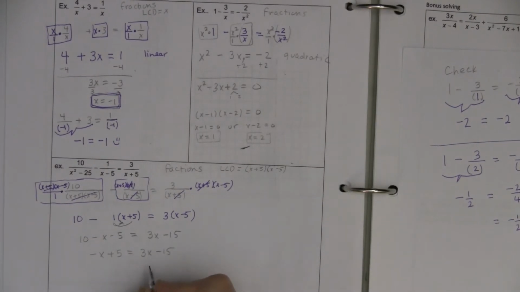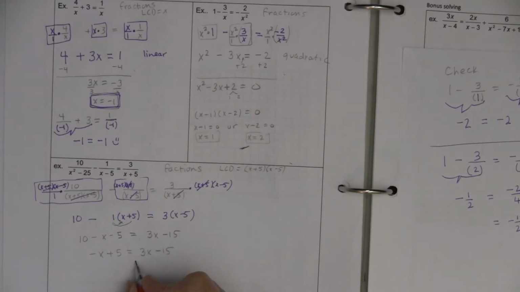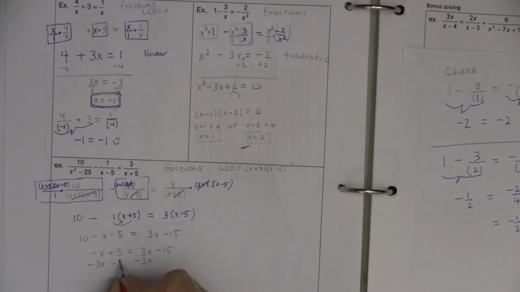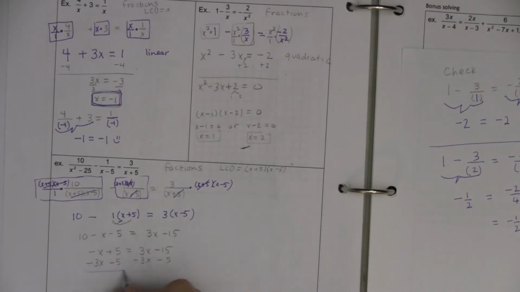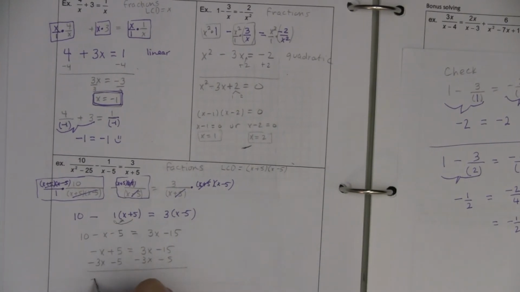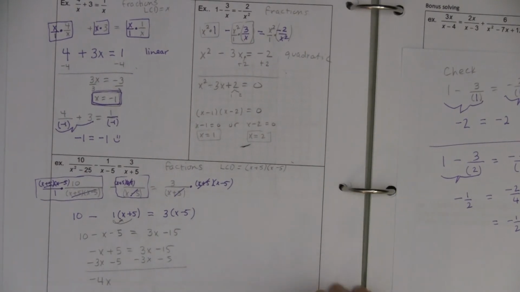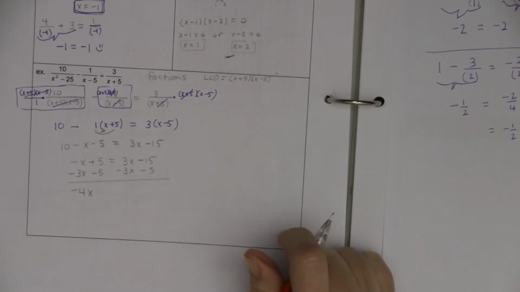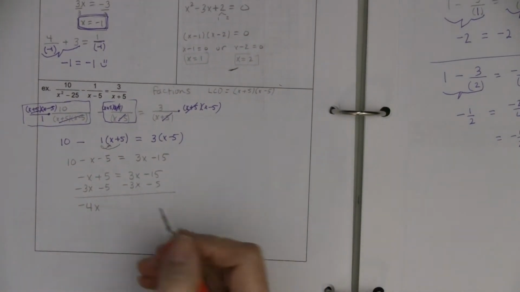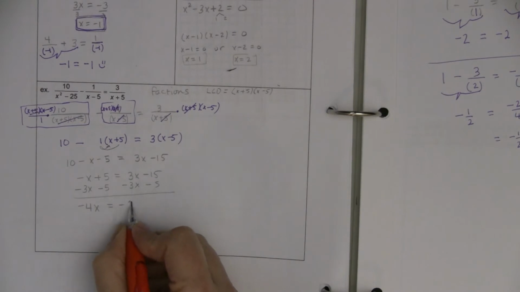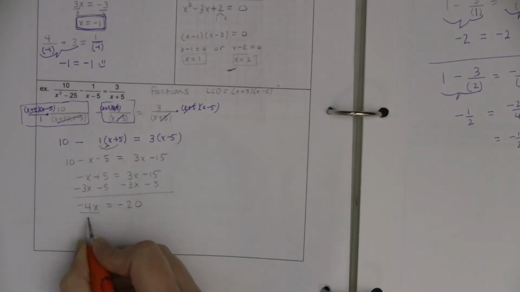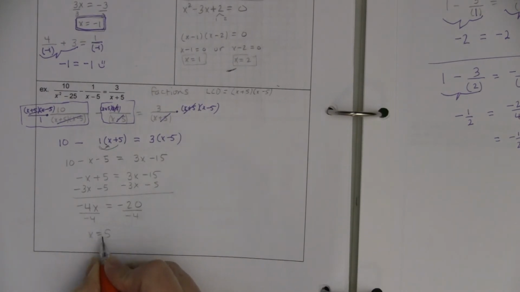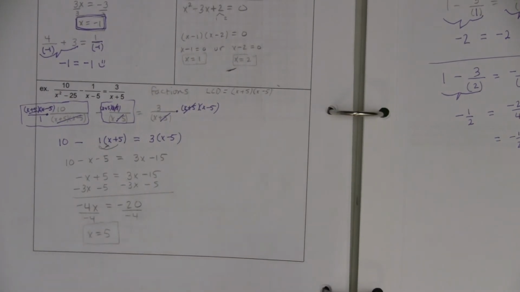And then I'm going to get the variable on one side and the numbers on the other, so minus 3x, and also minus 5 at the same time. So when the dust clears here, I get negative 4x equals negative 20. And when I divide by negative 4, I get x equals 5. But you always have to check your answer.